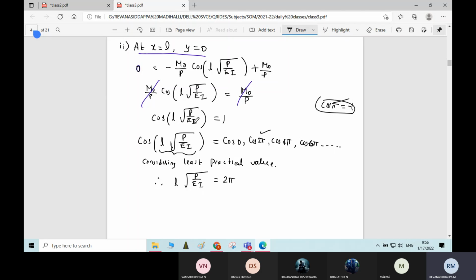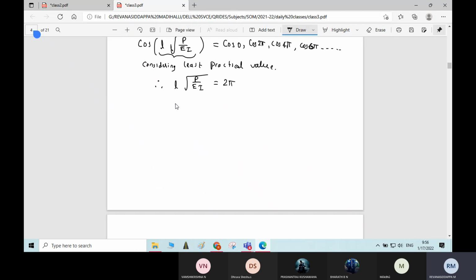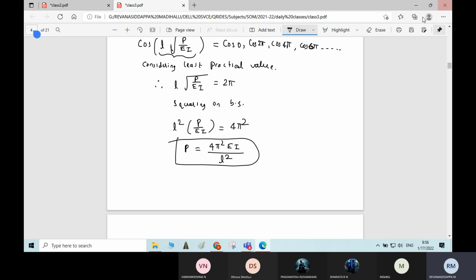Now we have almost come to the end of the derivation. Squaring on both sides, you will get L square into P by EI is equal to 4 pi square. Therefore P, the buckling load, is equal to 4 pi square EI divided by L square. This is the final expression for the buckling load of the column when both ends are fixed.